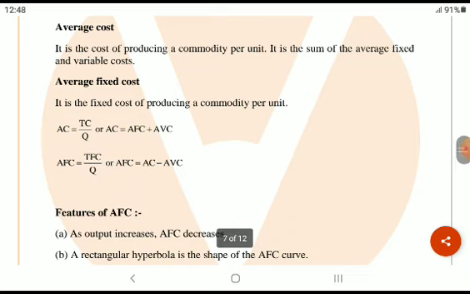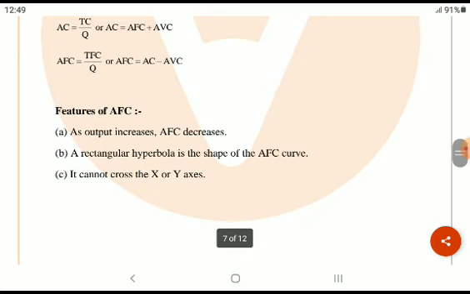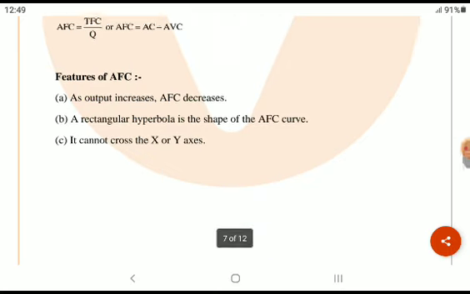Next is average cost. It is the cost of producing a commodity per unit. It is the sum of average fixed and variable cost. Average fixed cost is the fixed cost of producing a commodity per unit. AC is equal to TC by Q, or AC is equal to AFC plus AVC, or AFC is equal to TFC by Q, or AFC is equal to AC minus AVC is the formula.